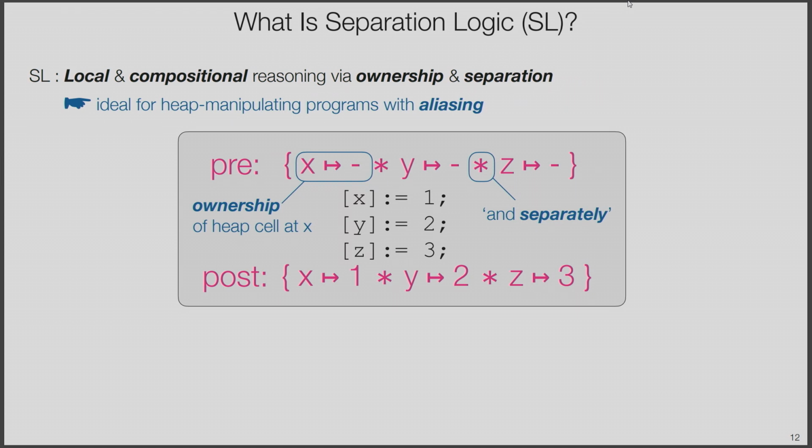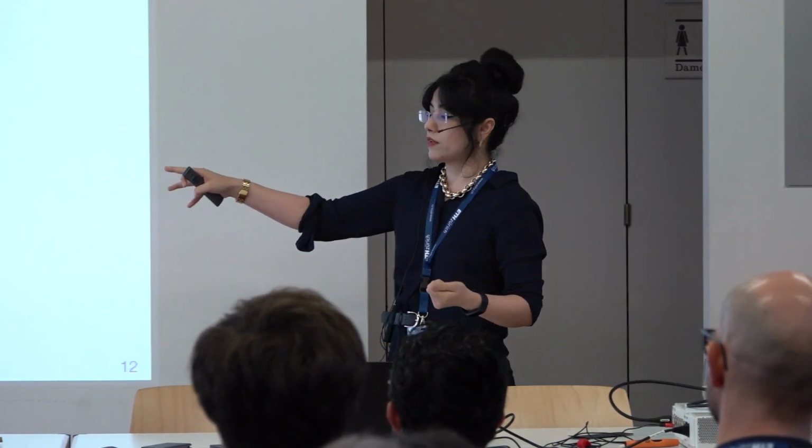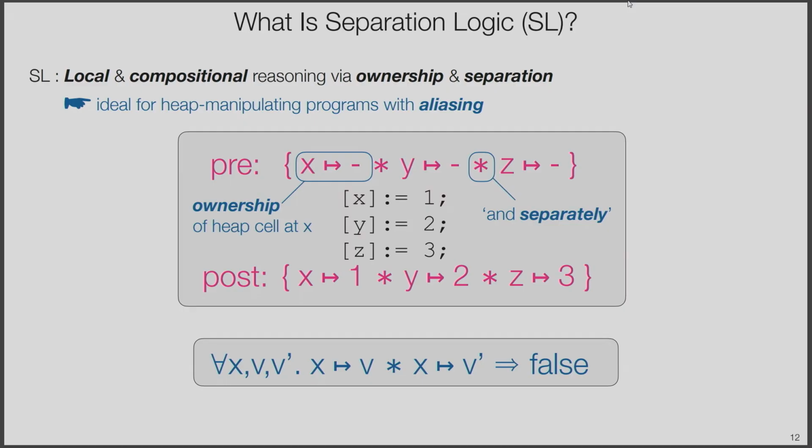So I said ownership. What does that mean? It means that this assertion is a linear resource. It can't be duplicated. So you can't have x points-to combined, star separated with itself. You can only have one copy of it at a time. For those of you who are familiar with linear logic, this is essentially an instance of linear logic.